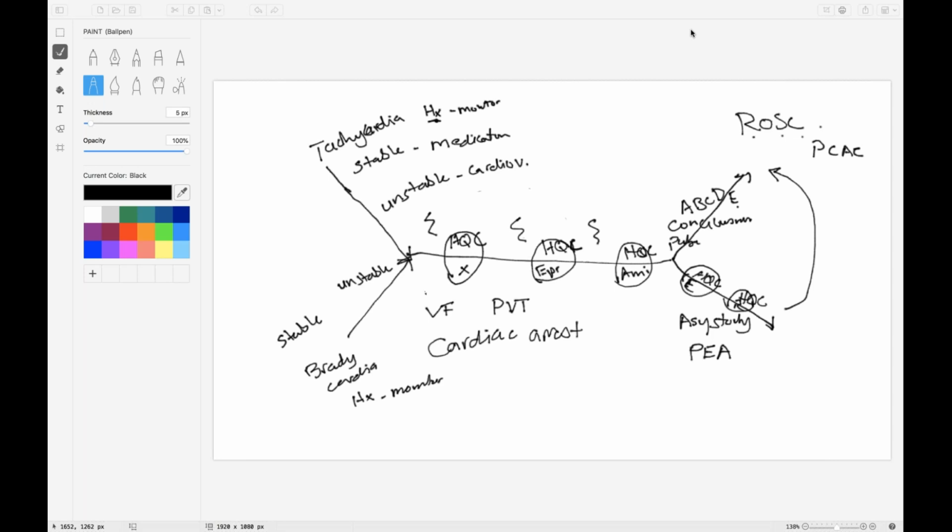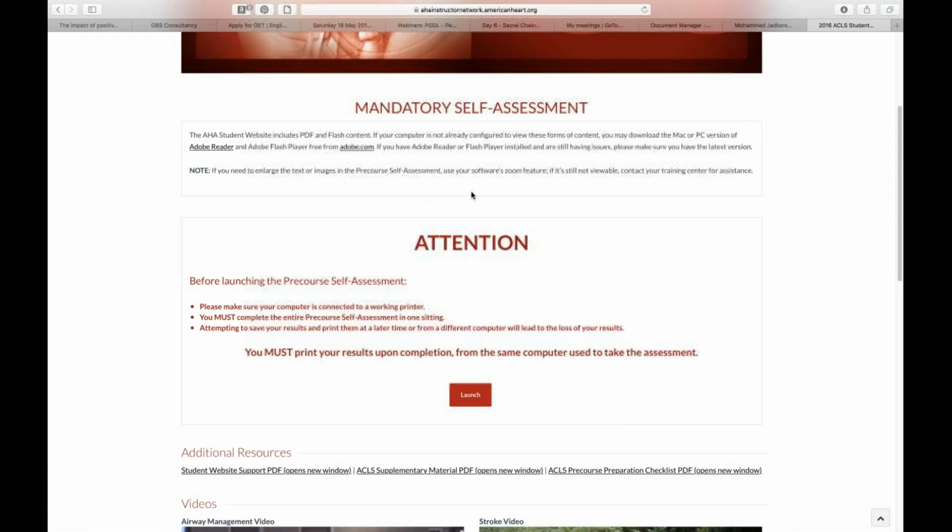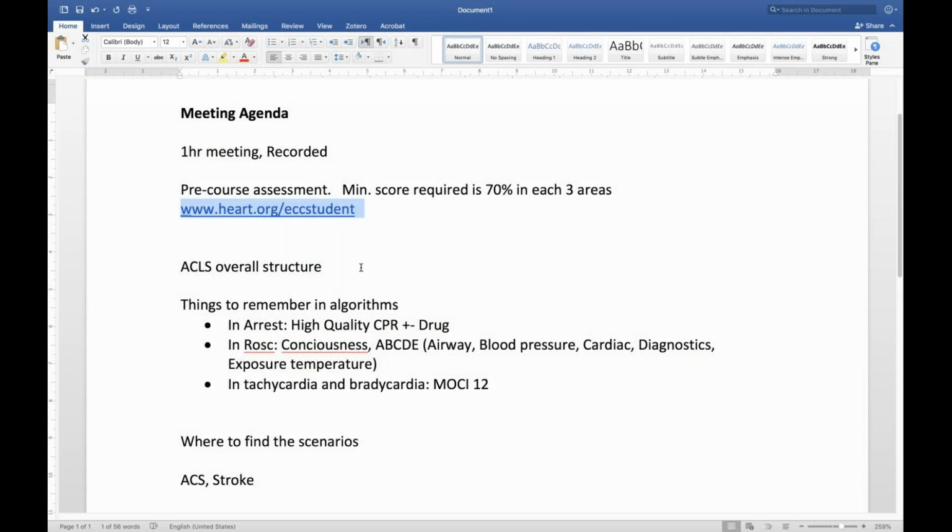Okay, if we are okay until now, just a few more things about the overview. If you have any question, you may type that question. From here, as you can see, the ACLS overview structure is the diagram that we wrote, and there are very important things to remember in the algorithm.